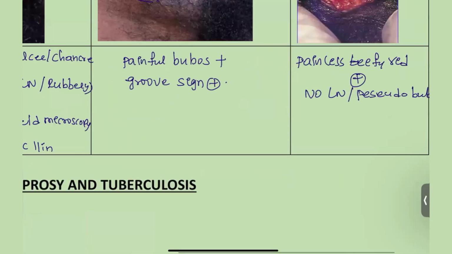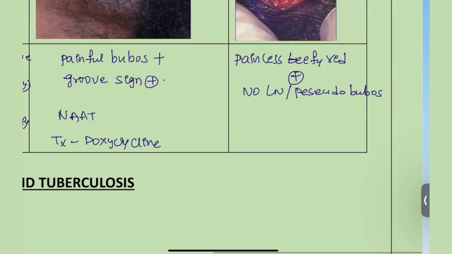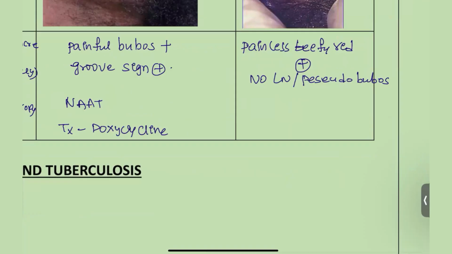Next, coming to lymphogranuloma venereum, we are going to use the nucleic acid amplification test for chlamydia, and the treatment will be doxycycline. And for donovanosis, the treatment will be azithromycin. On diagnostics, you are going to see the safety pin appearance here.